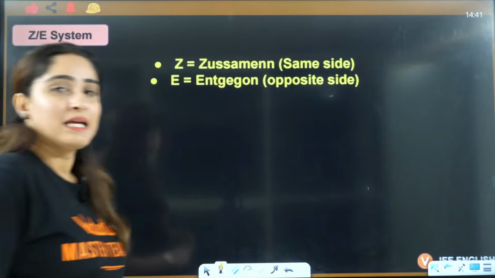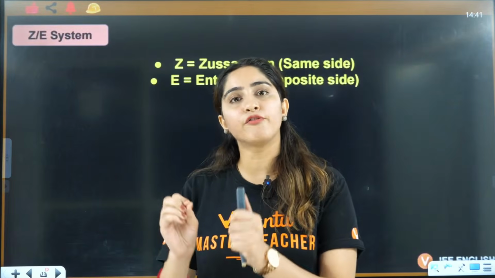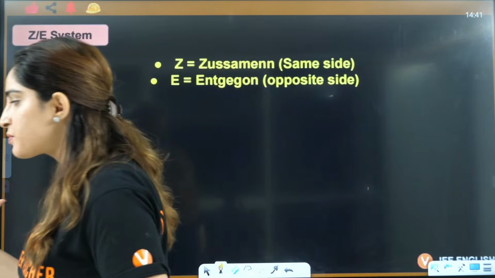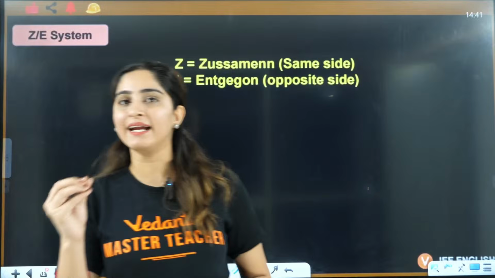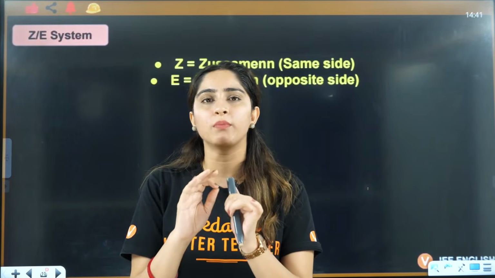Now, in geometrical isomerism, the next category is defining Z and E, right? These are also geometrical isomers, but here we are going to define Z and E. But before that, let me know if there is any problem in the previous session.